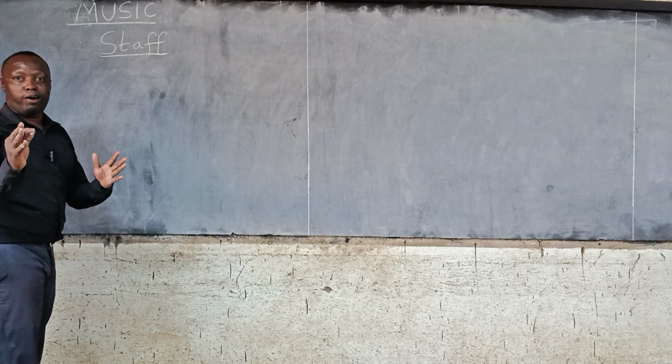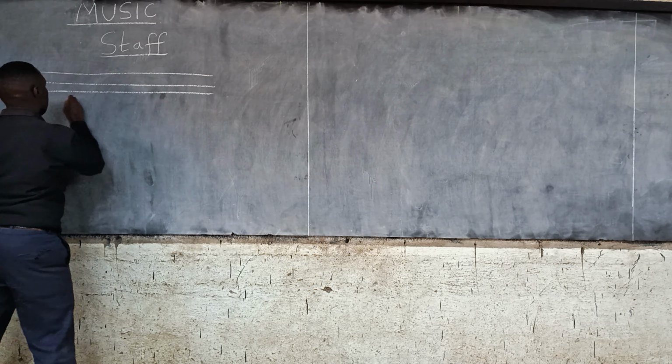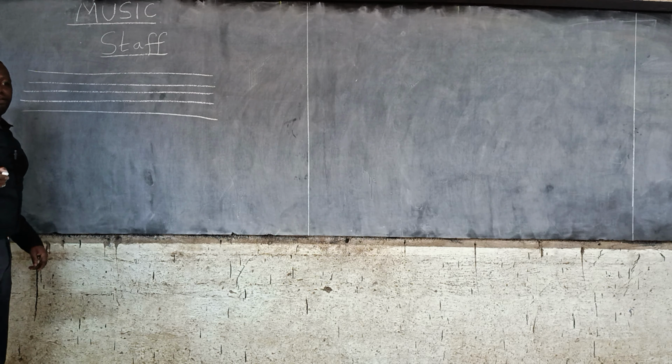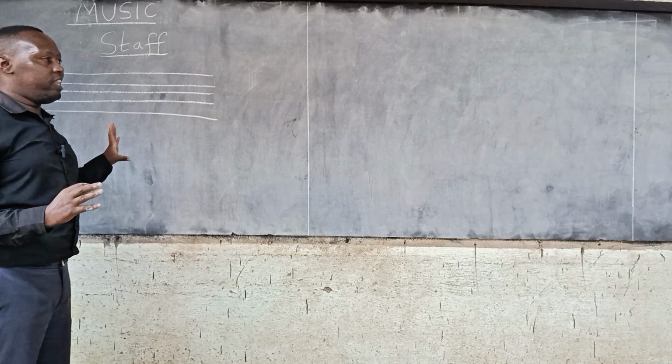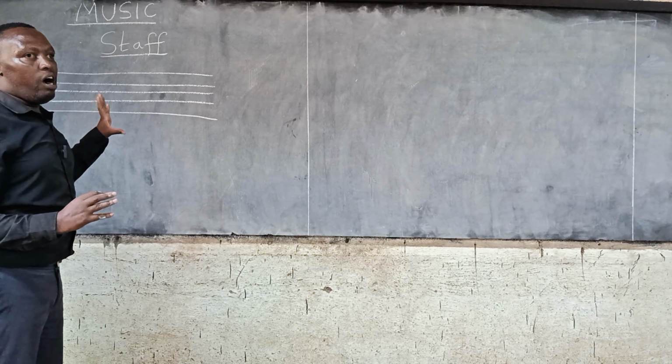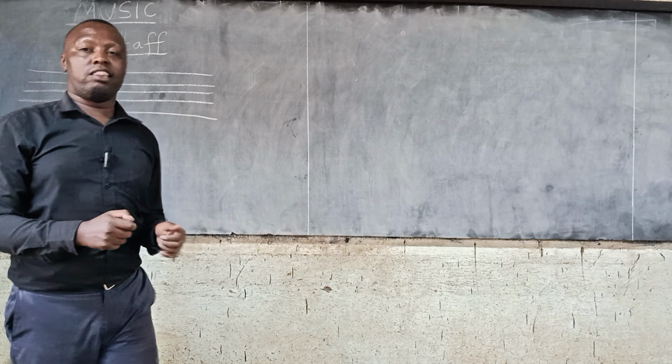First of all, we draw the 5 lines. This is how they are drawn. This is a staff having the 5 lines and the 4 spaces. How do we name those lines and the spaces?